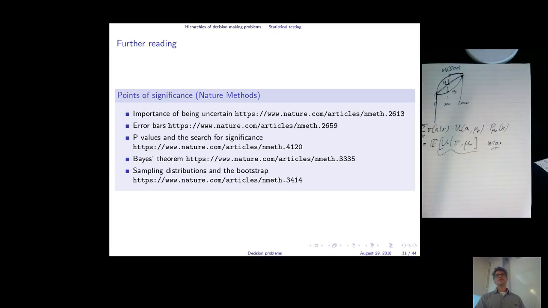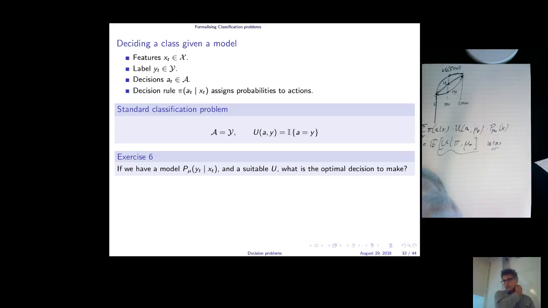Okay, so there's far too much for me to go through here. But there are some very nice high-level articles in Nature Methods that talk about all those things: importance of being uncertain, error bars, p-values. They are a couple of pages each. So I would really like you to read them, even if we don't use them very much in the course, because we will not do science so much. But if we're doing real science, then these are things that you should know about. And they go over many of the things that we went through here. Okay. Good.